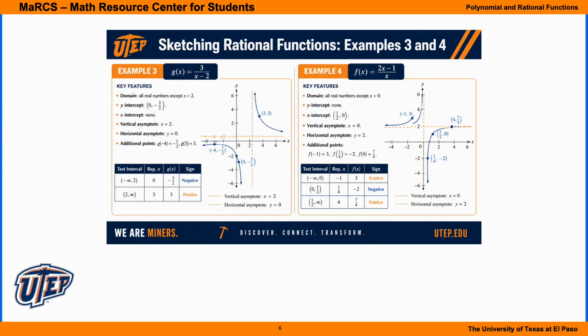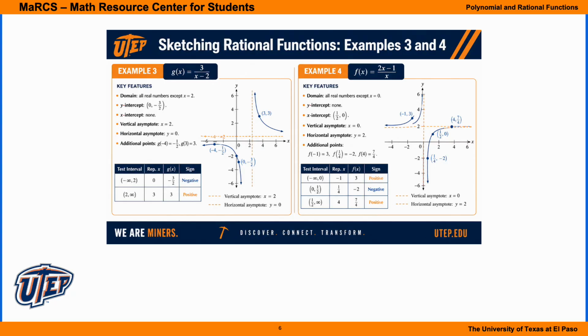Now for our y-intercept, we plug in x is equal to 0. So for g of 0, we get 3 divided by negative 2. So our y-intercept happens at (0, negative 3/2). We have no x-intercepts. Now for our vertical asymptote, we got x is equal to 2 because our vertical asymptotes occur at the zeros of the denominator.